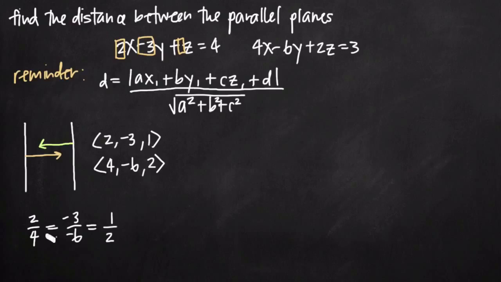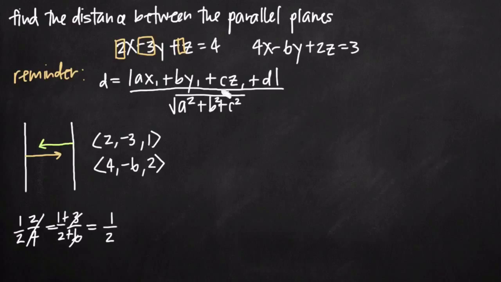As you can see here, if we simplify, 2 over 4 becomes 1 over 2. -3 over -6, our negative signs will cancel, and we're just left with positive 1 over 2. You can see that we have 1/2 equals 1/2 equals 1/2. When this equation is true and the ratios are all equal to each other, we know that these two vectors are parallel. And because we know that these two vectors are parallel, that also proves that the two planes are parallel. So that's how we verify that our planes are in fact parallel to one another.